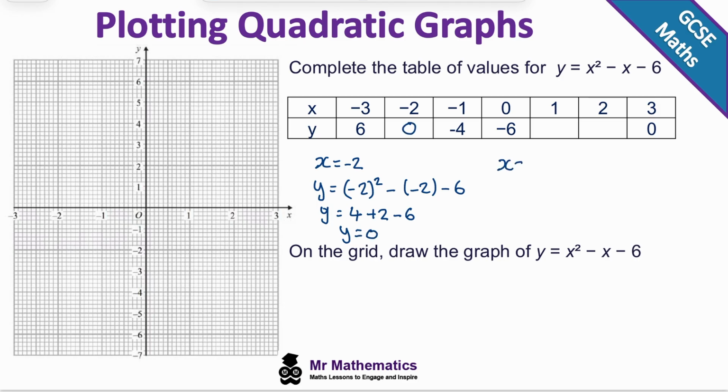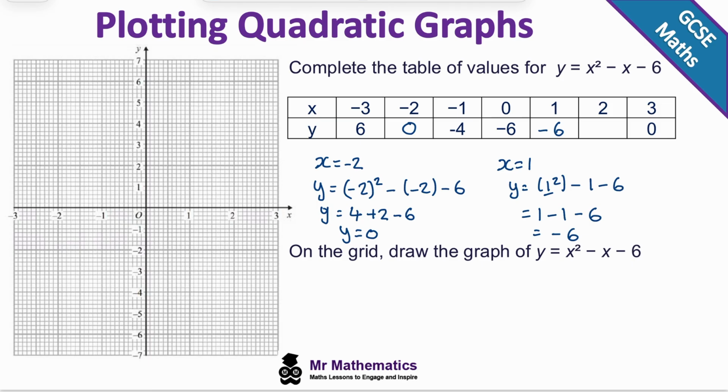Now when x equals 1, we'll substitute that 1 back into the equation for y. So y will equal 1 squared minus 1 minus 6. So can you see all I've done? I've substituted the 1 in place of each of these x's. And then we've got the 1 squared, which is 1 take away 1 minus 6. And this will give us -6. So when x equals 1, y equals -6.